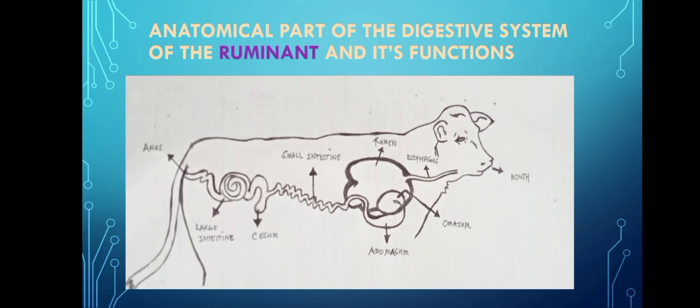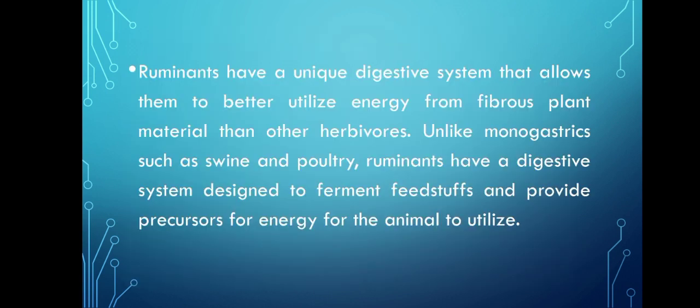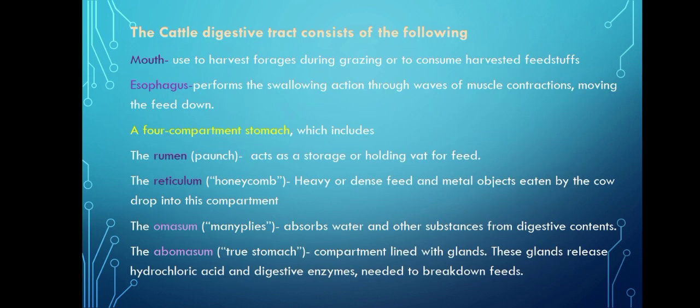Anatomical parts of the digestive system of the ruminants and its functions. Ruminants have a unique digestive system that allows them to better utilize energy from fibrous plant materials than other herbivores. Unlike monogastrics such as swine and poultry, ruminants have a digestive system designed to ferment feedstuffs and provide precursors for energy for animals to utilize.